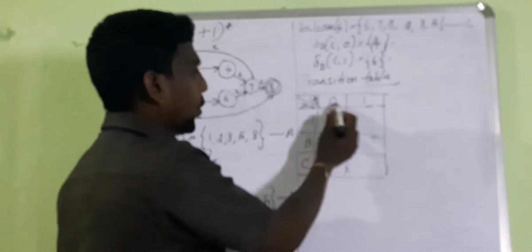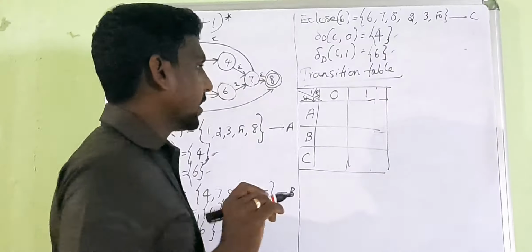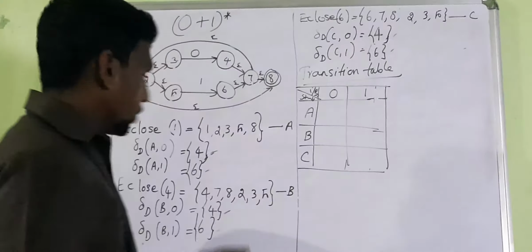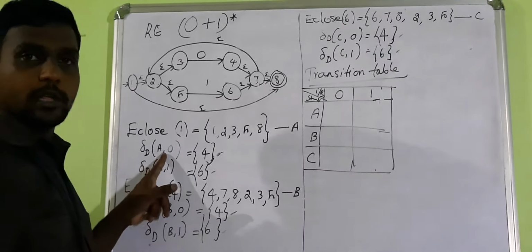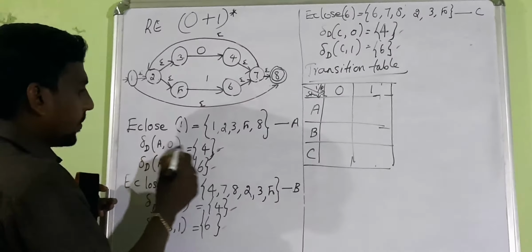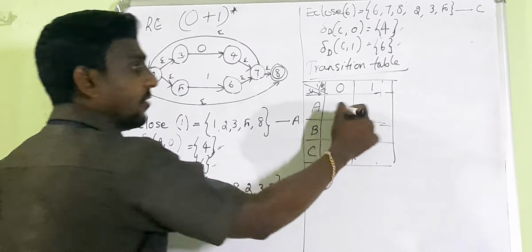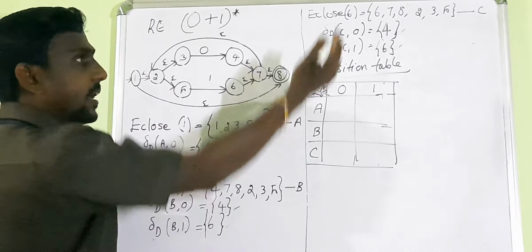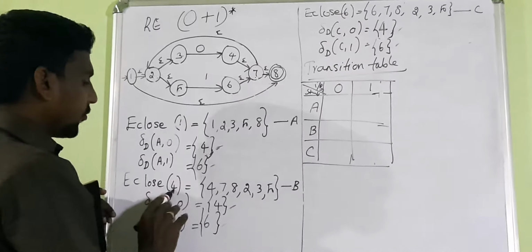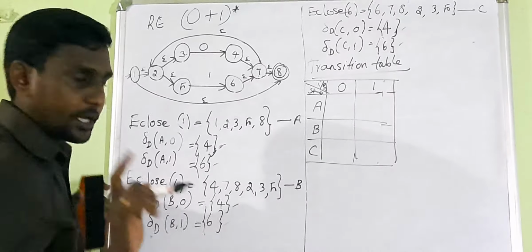See, A comma 0 I want to fill. Very clearly, you just listen very clearly. A comma 0. Delta of A comma 0 we already found. What is that? Delta of A comma 0, it is 4. I cannot fill 4 here. I want to fill A, B or C. So what is 4? E-closure of 4 is B. Clear? Once again I will tell you.